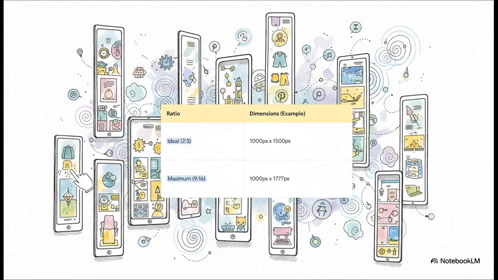Now, this is a super important technical point. Pinterest is a vertical platform. You want to take up as much screen space as you can. So you should always generate your images in a vertical aspect ratio. The sweet spot, the ideal, is 2 to 3. That gives you that classic tall pin that just performs best in the feed.